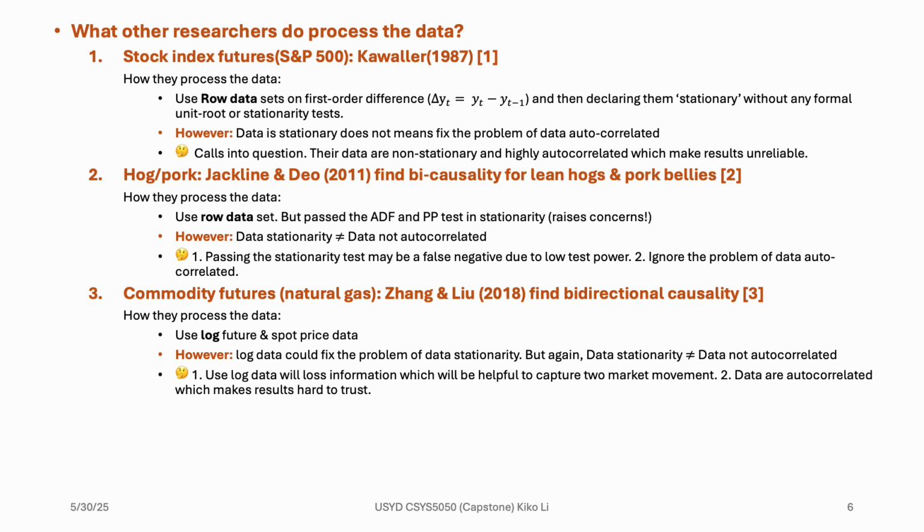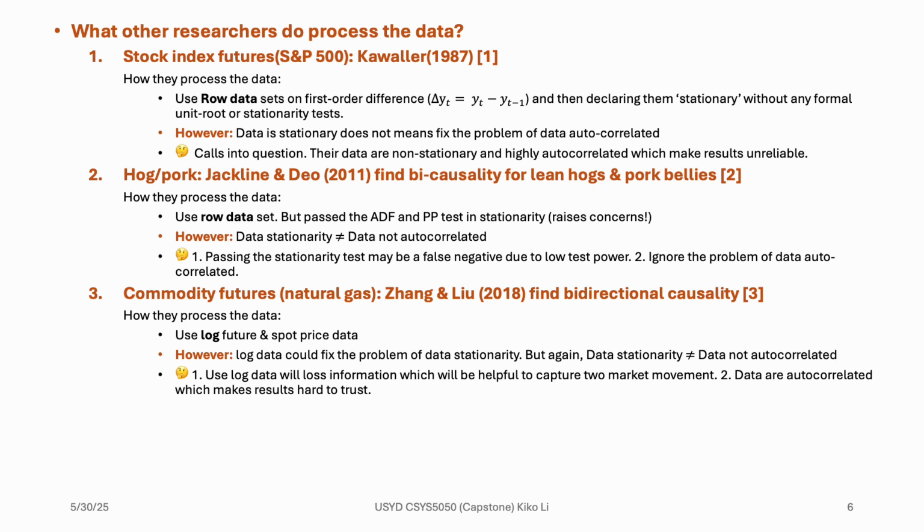Secondly, the research by Jacqueline and Dell in 2011 studied Indian markets, Lin Hong and pork bellies. They chose to use raw data without any processing, which is fine, but it is hard to believe the raw data passed the ADF and PP tests for stationarity. I was concerned this stationarity result is a false negative due to low test power, and again, they ignore the problem of data autocorrelation.